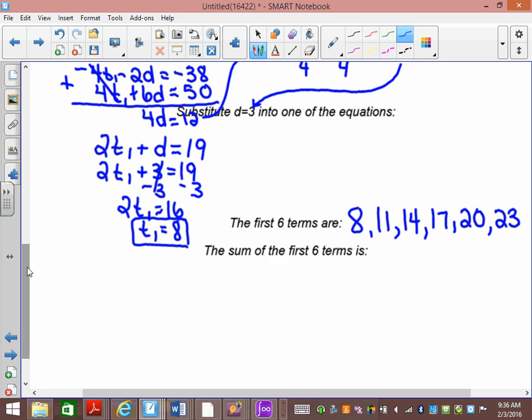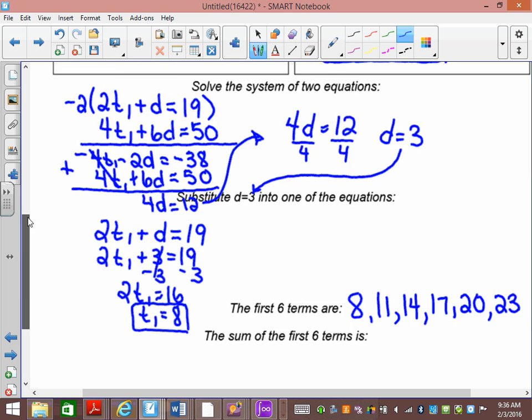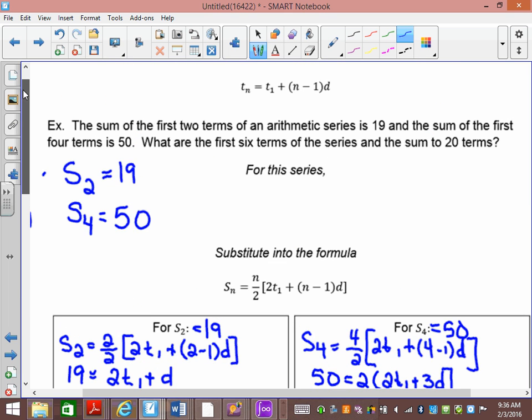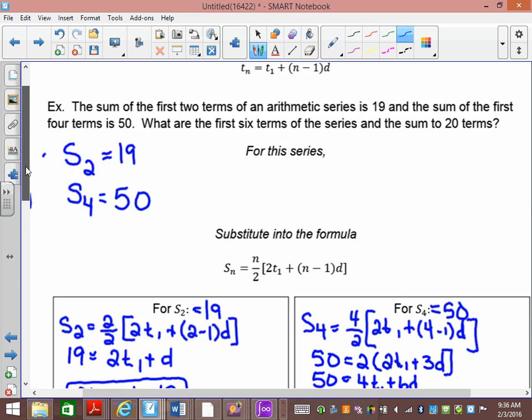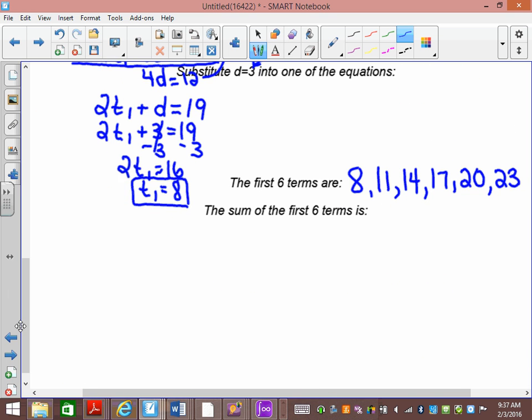Now they want the sum of the first 6 terms. Well, didn't it say sum of the first 20? No. What are the first 6 terms of the series? And the sum to 20. So we don't want to find sum of 6. That's a typo. First 20 terms. Yes. So we're going to find S20.